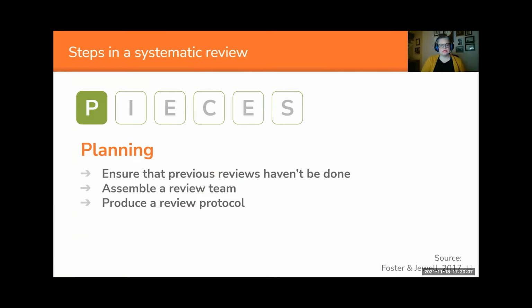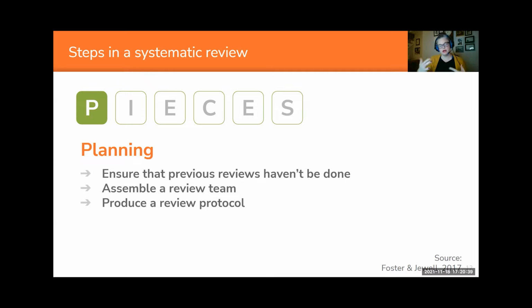So we did review this acronym for the scoping review, but now we're going to apply it for a systematic review. So as a review, this is the PIECES acronym, and it was created by Foster and Jewell, two librarians who created a great book in 2017 on different steps on how to do a systematic review. So the first one is planning. So you want to ensure that no previous reviews have been done on your topic. All of these points we are going to elaborate more on in this presentation.